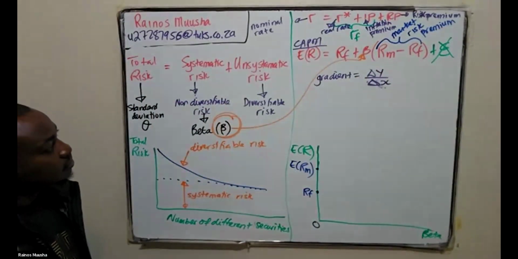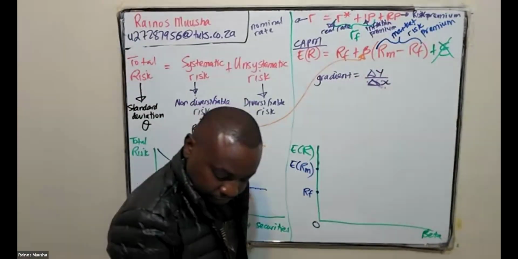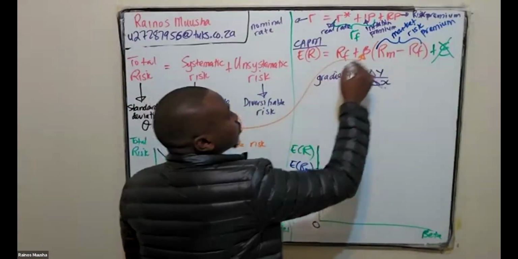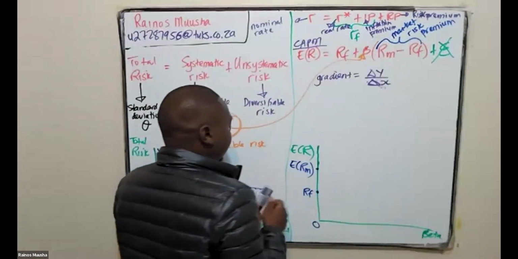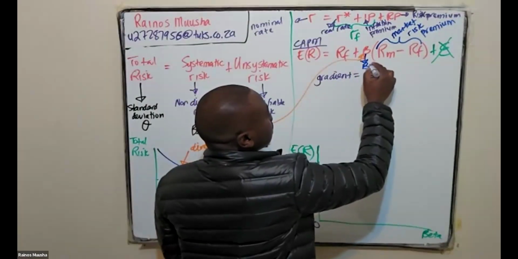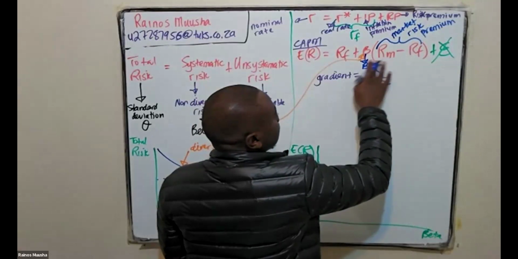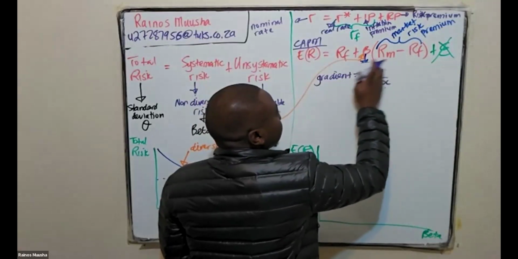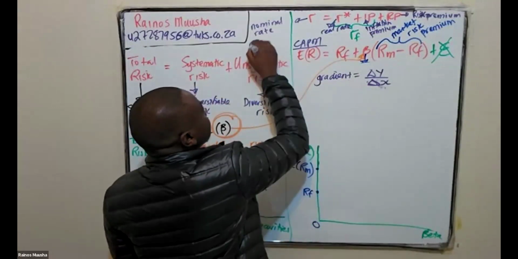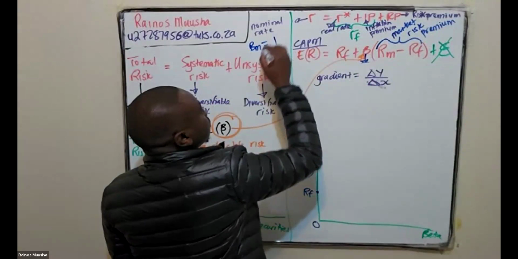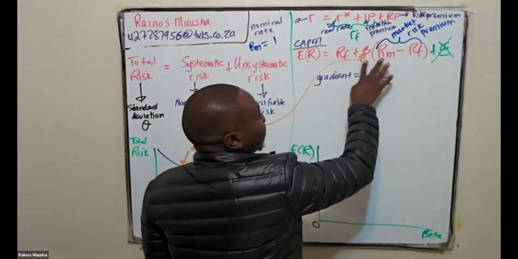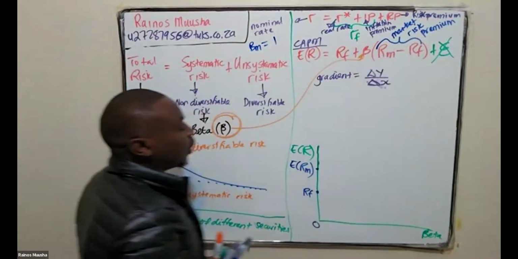Now, please take note, by default, the beta of the market is always equal to 1. So by default, the beta of the market is always going to be equal to 1. This is the beta of the asset, sorry. Please take note, the beta of the market is always equal to 1.